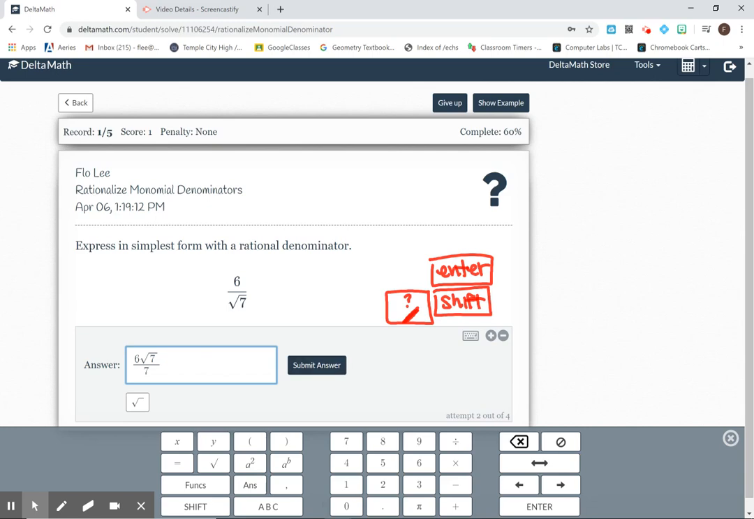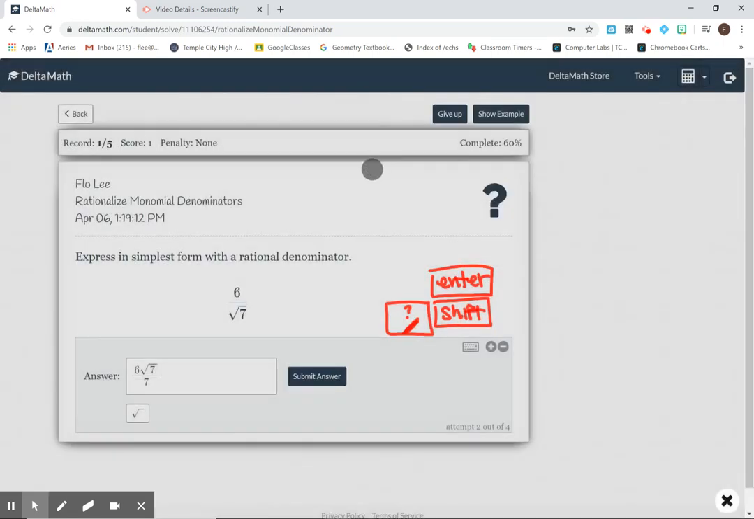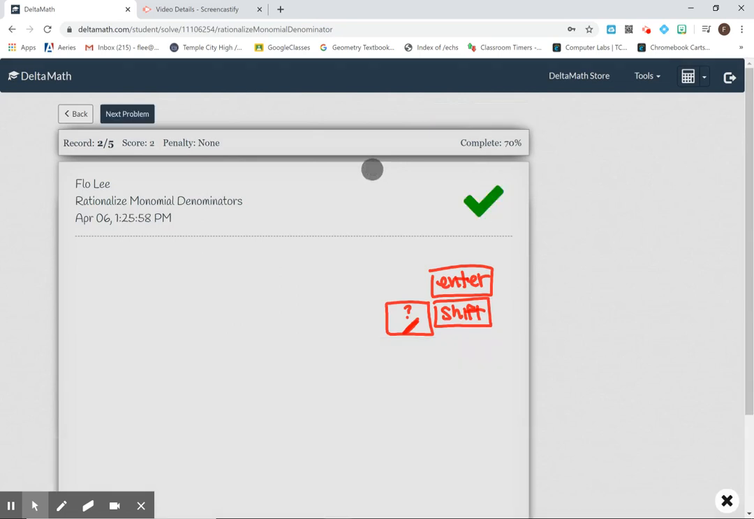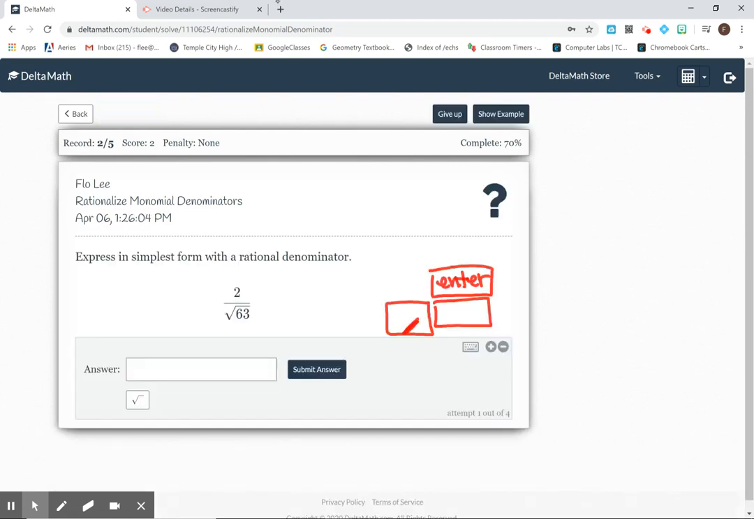There we go. I'm going to hit submit answer. Are you sure you want to submit this? Yes. And it's thinking. My internet's slow. Oh, there we go. All right, so there you go. That's how you get fractions to appear in your DeltaMath, right? So you got to hit this button right here. You got to hit this slash button.